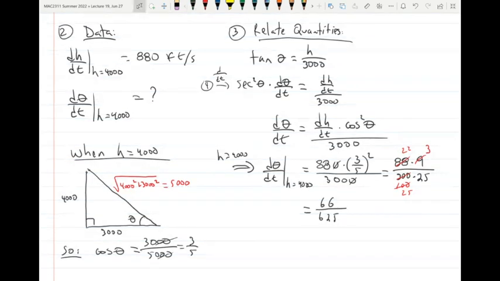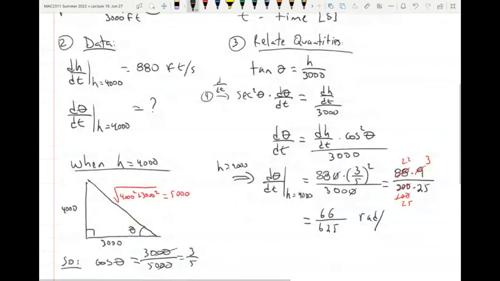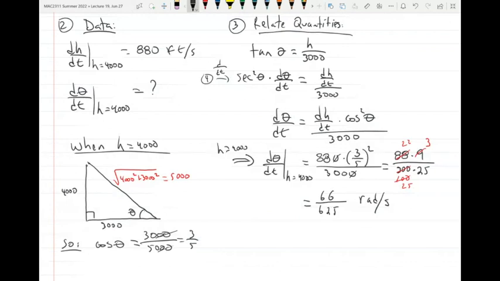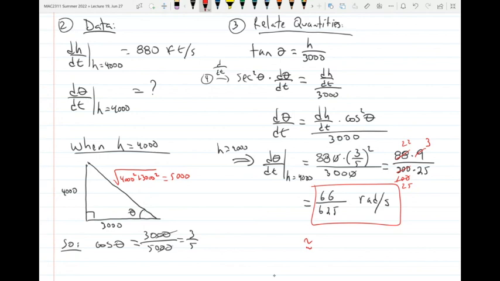And what are the units here? That is radians per second. Okay, so these are the units. This is the exact answer, but if you want to get an idea of what this is, so this is about, okay, let me circle this. But this is about 0.1056 radians per second.